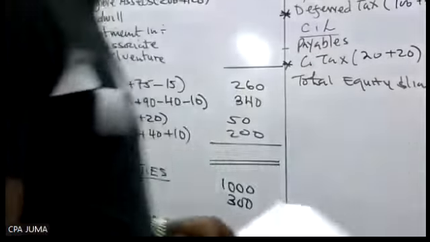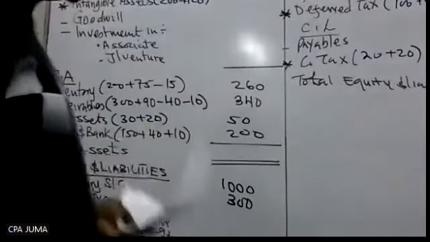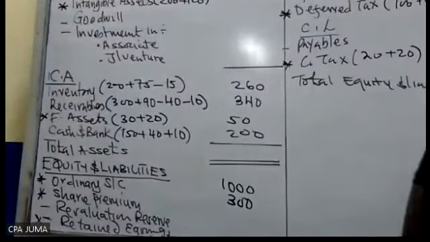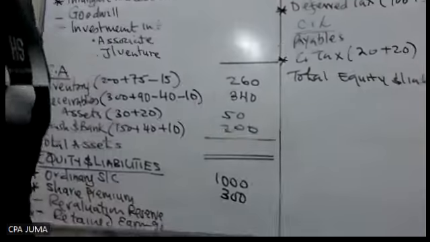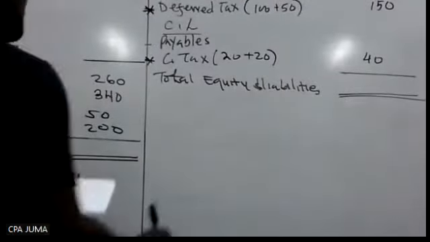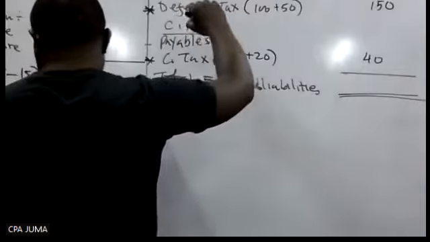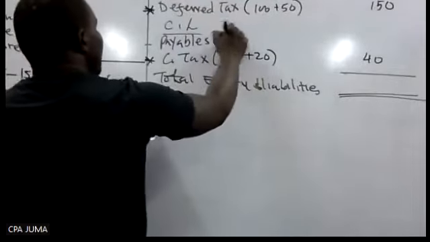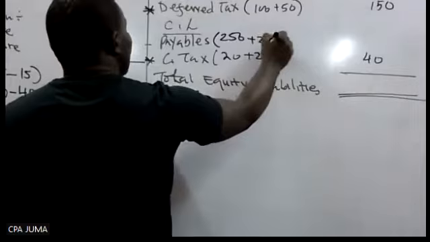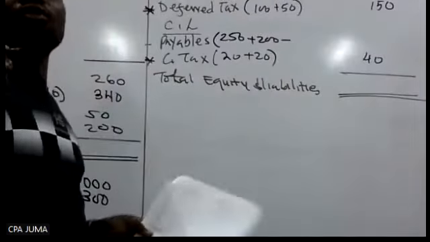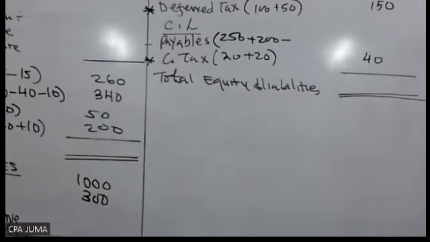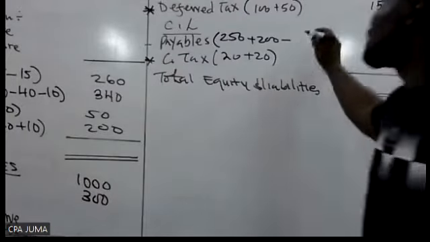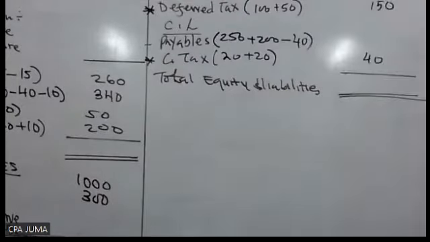Correct. Go to payables, the sister of receivables. So in the payables, you add. So we add 250 plus 200 minus the correct intergroup balance. How much? 40. So subtract the correct intergroup balance, which is how much? 40.